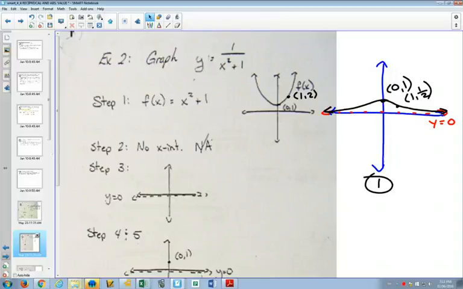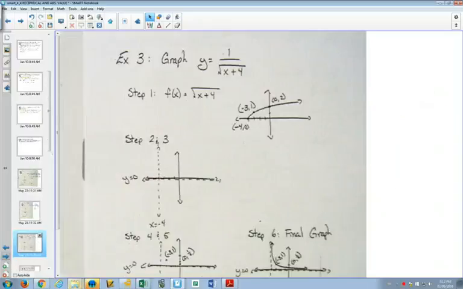Now, both of these examples were ones that you did last year in grade 11, because both of them took parabolas and did 1 over parabolas. Okay? But we can now do any of our functions that we've done so far and do 1 over them. So here we have a square root graph, the square root of x plus 4, which is a square root graph moved 4 to the left.